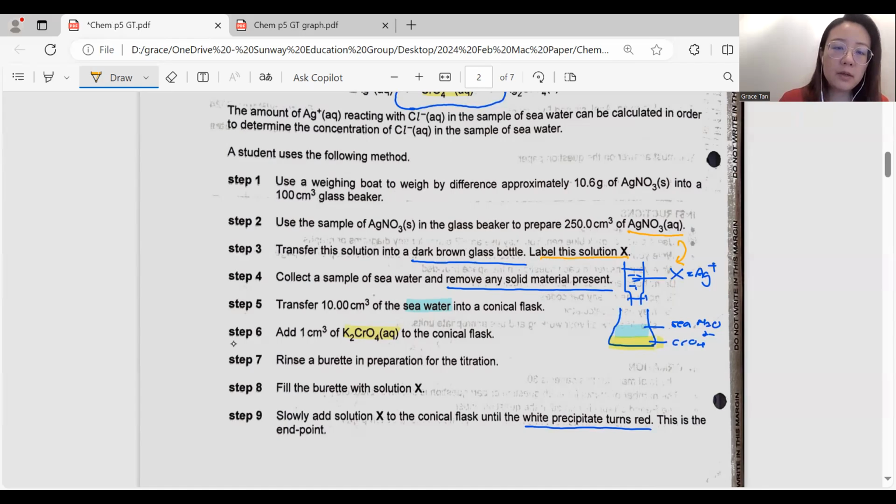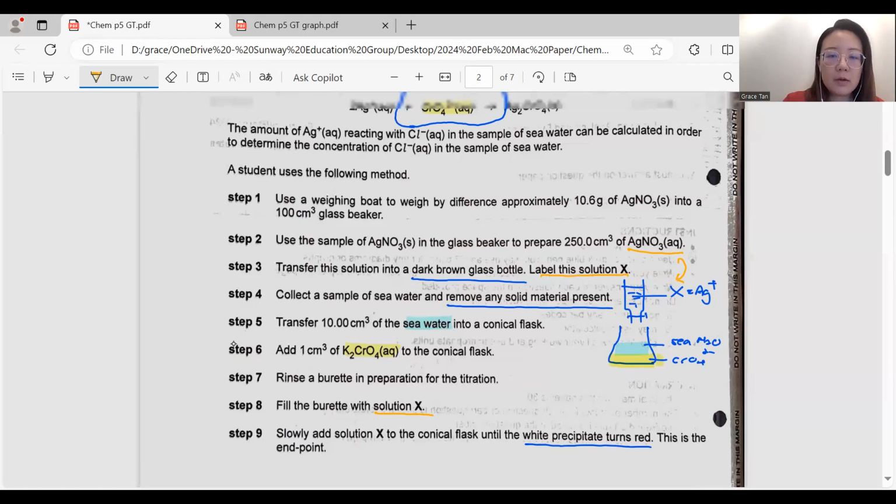Collect a sample of seawater and remove any solid material present, because see, there's a lot of things inside the seawater. Step 5, transfer 10 centimeter cube of the seawater into a conical flask. Add 1 centimeter cube of potassium chromate, that would be the indicator, into the conical flask. Step 7, rinse a burette in preparation for the titration. Fill the burette with solution X. So you can see in my drawing, the burette is already filled with solution X, which is your silver nitrate solution. Slowly add the solution X to the conical flask until the white PPT turns red.